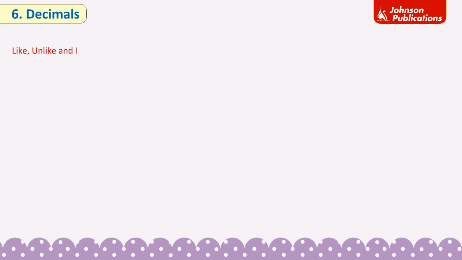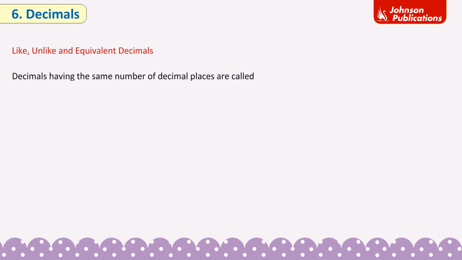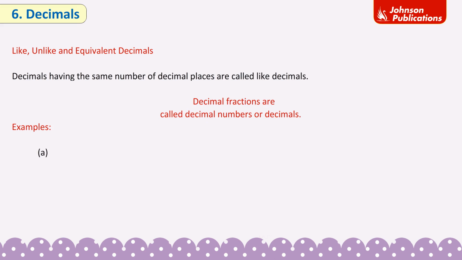Like, unlike and equivalent decimals. Decimals having the same number of decimal places are called like decimals. Decimal fractions are called decimal numbers or decimals. Examples: A. 0.5, 7.3, 9.8, etc. are the like decimals having one decimal place.